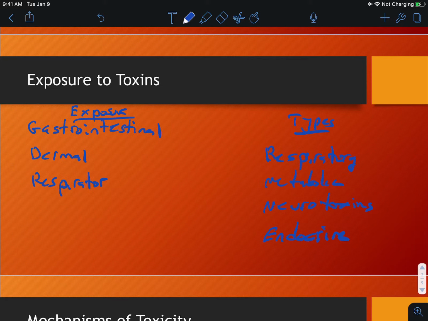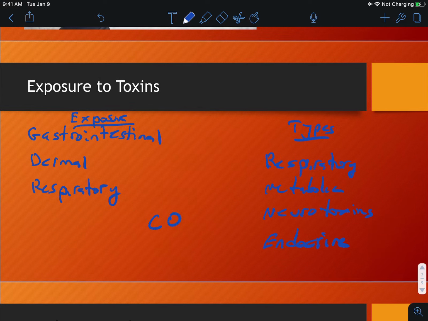So now it's important to realize that if you are exposed from something by inhaling it, that would be a respiratory exposure. It doesn't necessarily mean it's a respiratory toxin. It's important what the mechanism is. So for instance, carbon monoxide is an example of one that is a respiratory exposure. You breathe it in, it's a gas, but the mechanism by which it causes problems is that it is actually a metabolic toxin. So I just want to point that out.